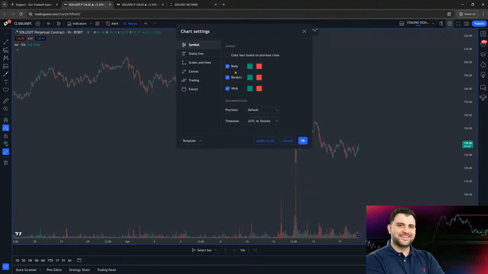Then I go to symbol, and I change the colors of the candles. For the green one, I'll go with white, or one of those white colors. And for the red one, I'll go for one of the blue ones, any of the blue colors. I do it for all of them and I disable the borders. So I just do white and blue for the wick and for the body. I disable the borders and that's it.